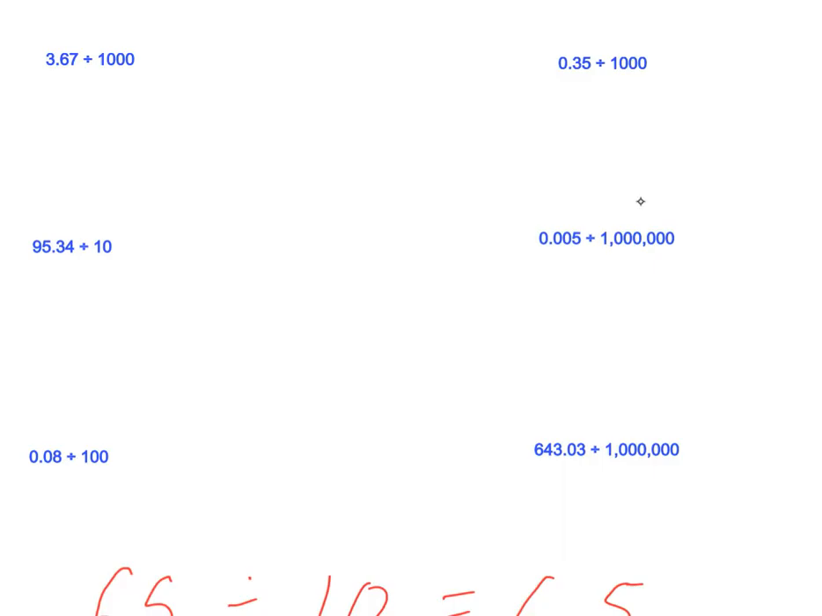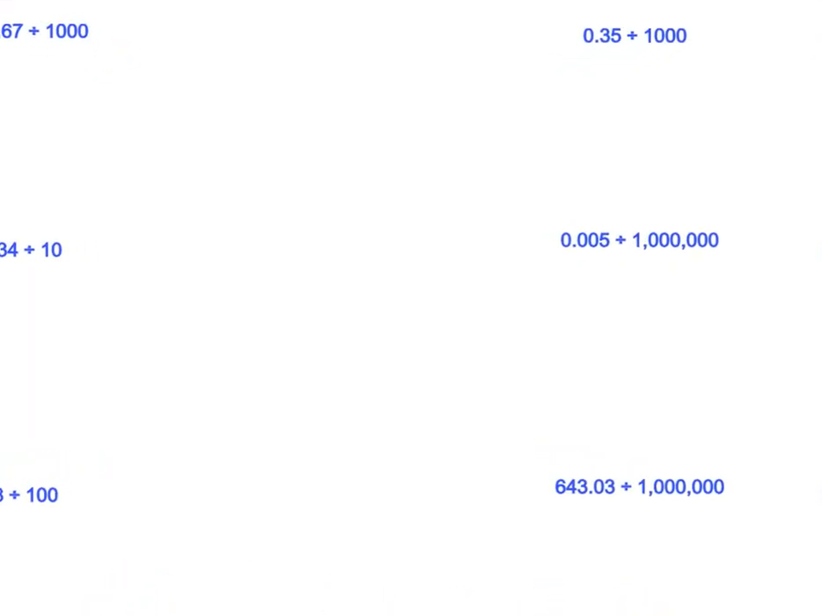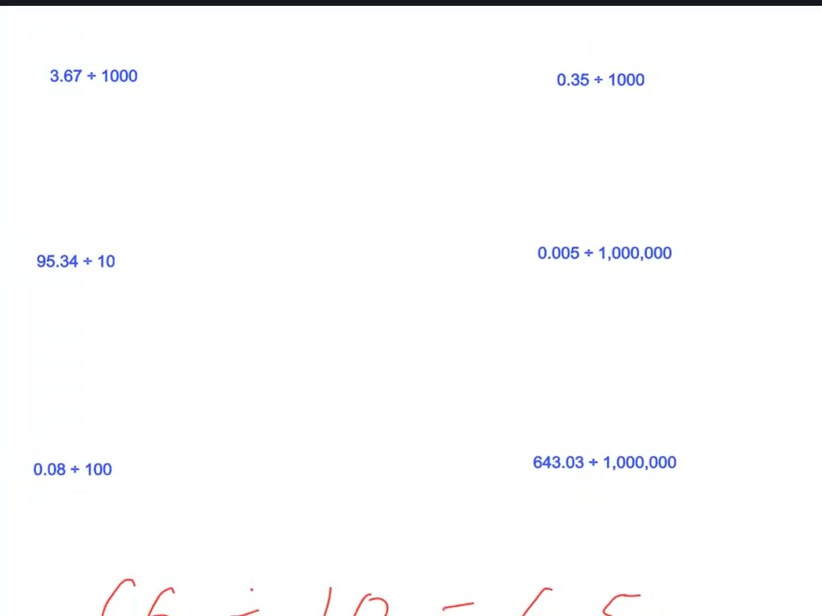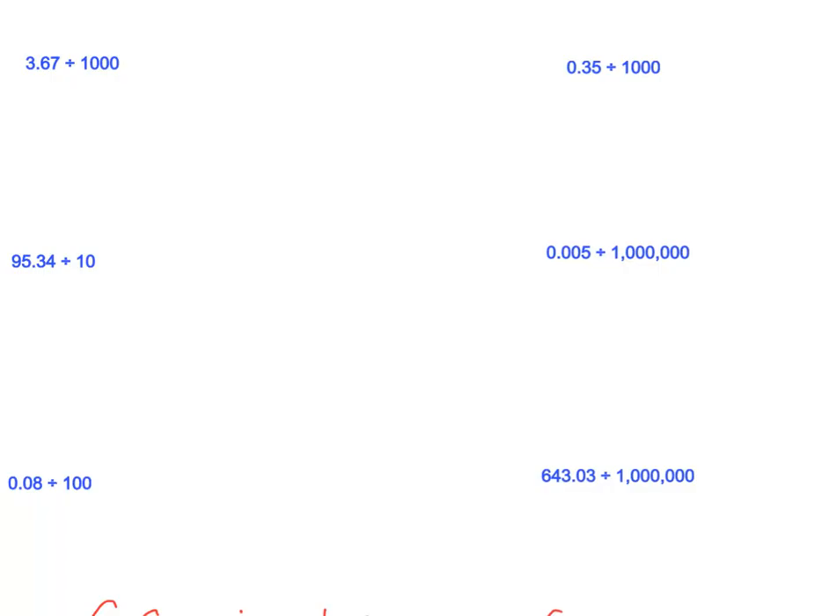So let's start with the first one. 3.67 divided by 1,000. Let's zoom in a little bit there. Okay. 3.67 divided by 1,000. There are 3 zeros, and therefore 3.67, where normally the decimal place was here, we'll move 3 across. I might actually just do it a little bit over here so we've got a little bit more room. So that's where it was. It's going to move 3, 1, 2, 3. Then you add zeros.